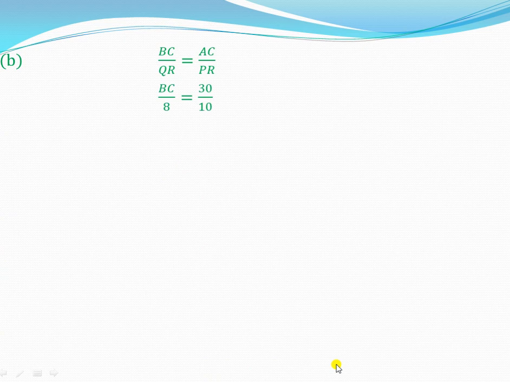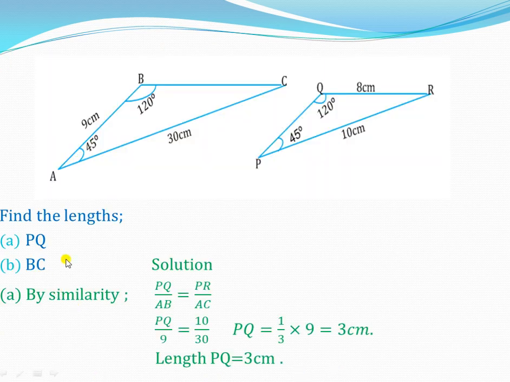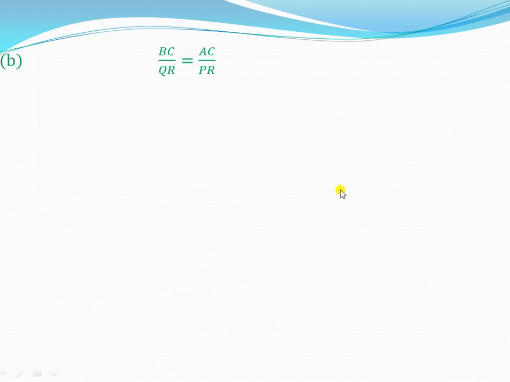Now part B says we look for, when we go back to the question, we look for BC. Now where is BC? BC this time is here. What can we compare BC with? Automatically BC will be compared with QR. So we shall say BC out of QR is equal to. Now you can take up any two sides as long as they have all the required information. So I'm going to say BC out of QR is equal to SC out of PR. But remember, you know SC already, and you know PR already.